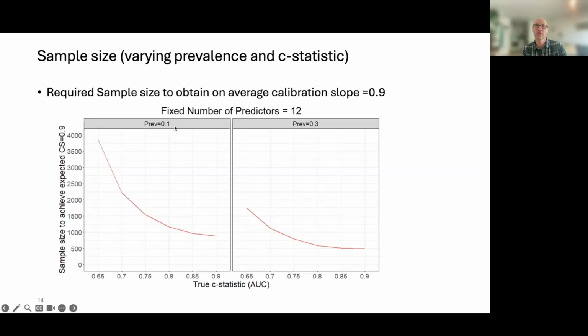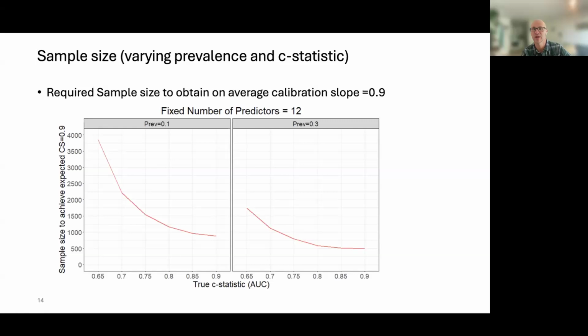Okay, and then on the right, just to explain to people, prevalence here means, let's say, 10% had the event or 30% get the event. Let's say sudden death, for example. Yeah, exactly. That's for binary outcomes, but similar ideas hold for survival.